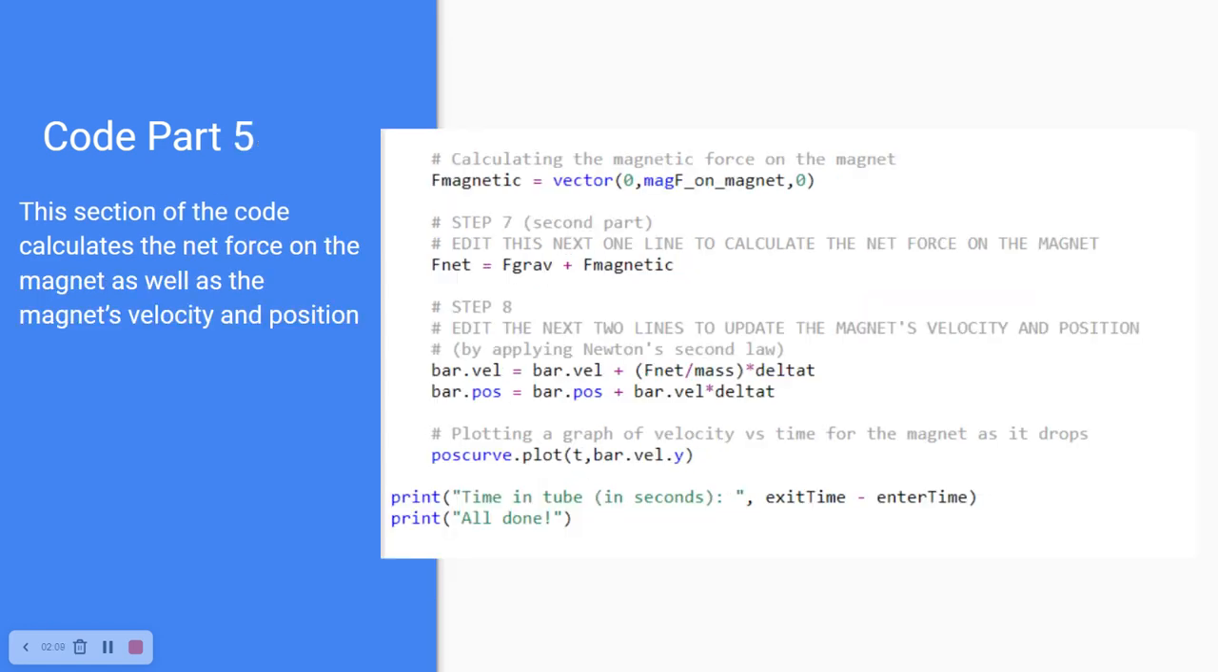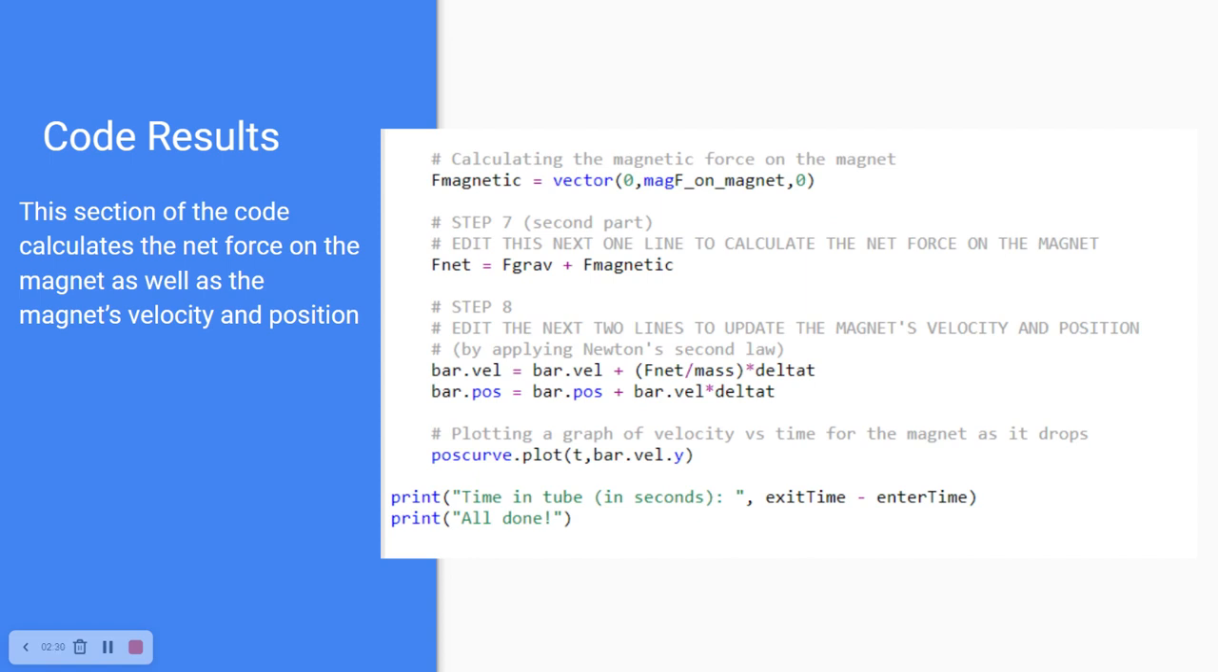For this final part of the code, we're going to be calculating the net force as well as the magnetic force on the magnet, as well as the magnet's velocity and position, which is what we were finally trying to calculate, as well as plotting a velocity versus time graph for the magnet as it drops and printing data.